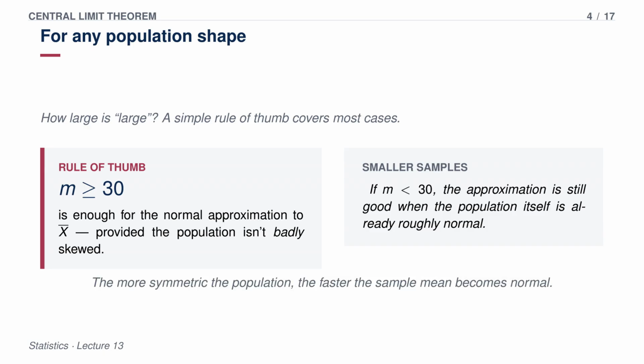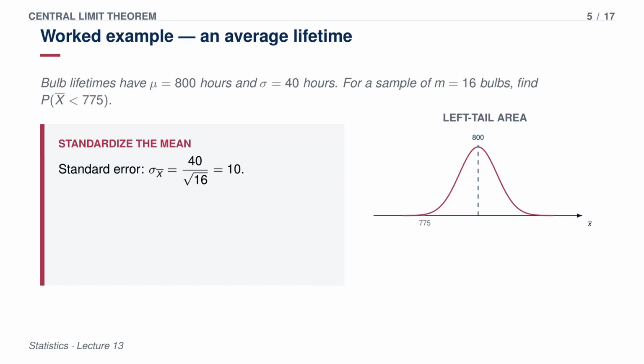So there's a trade-off. The more symmetric the population, the faster the sample mean turns normal. A nice population needs almost no help. A lopsided one needs a bigger sample to smooth out. Let's make it concrete. Light bulb lifetimes have a mean of 800 hours and a standard deviation of 40 hours. We take a sample of 16 bulbs. What's the chance the average lifetime comes out below 775?